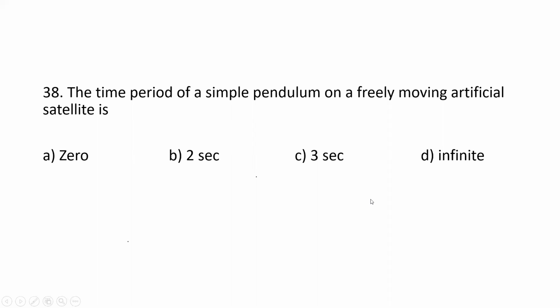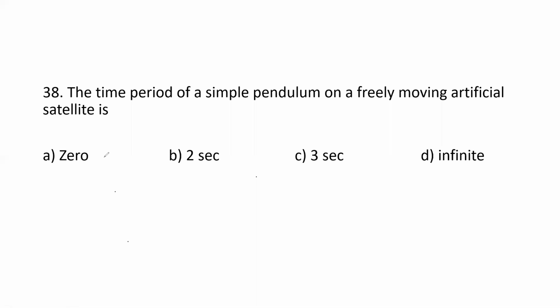So 38. Next question. The time period of a simple pendulum on a freely moving artificial satellite is. So what happens to the time period of a freely moving satellite? Here we can prove it, or in general also we can explain. So I'll show you the proof. You can remember this afterwards.